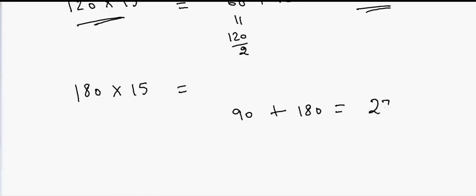Again, if I have 180 to multiply by 15, that will be equal to half of 180, which is 90, plus 180. So 180 plus 90 is equal to 270. Two zeros in the end. So that's our answer.